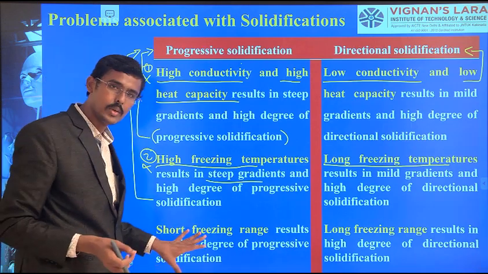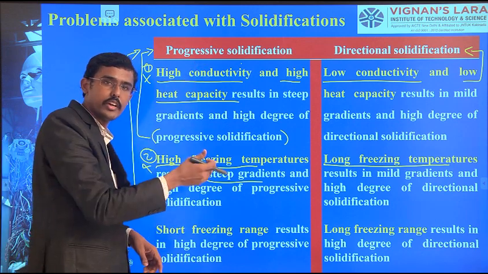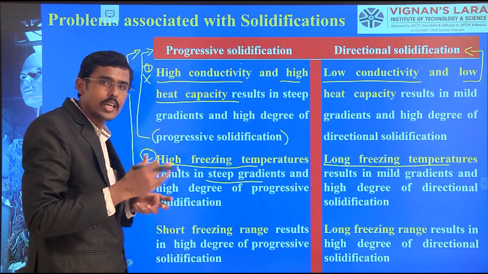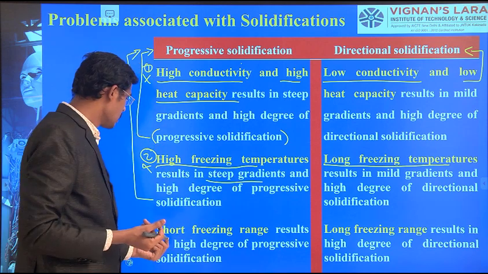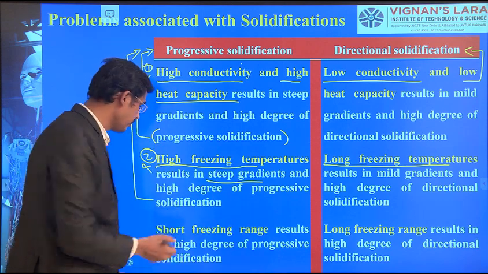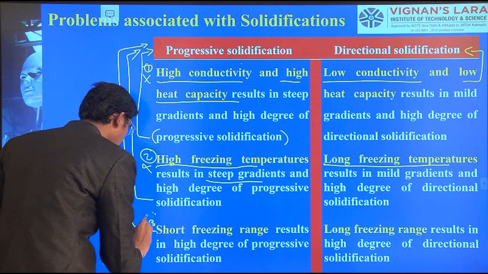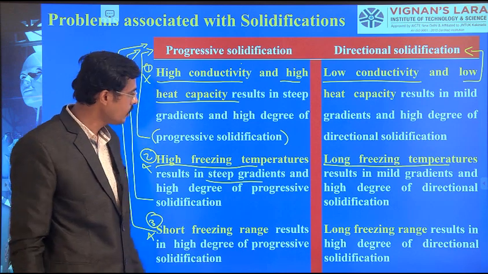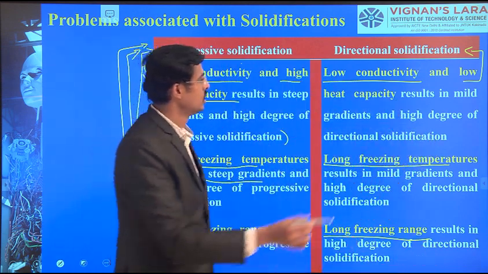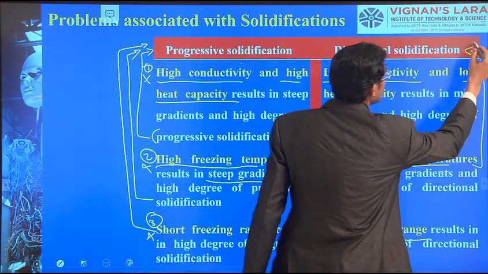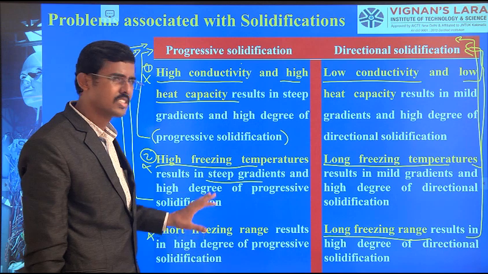So likewise, and the last one, short freezing range. That is, the temperature is 1535. This transition is liquid to solid. In what time is it, a short time or a long time? That is the temperature timing range. A short freezing range results in a high degree of freedom. This also results in progressive solidification. This also should be avoided. Then what I am doing here is a long freezing range. Instead of a short freezing range, I am going for the long freezing range. This results in the directional solidification process.